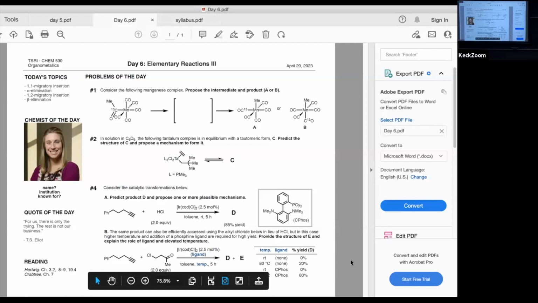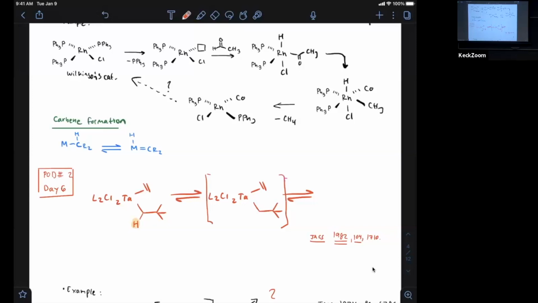Hydride added to the methyl. Aha, okay. The hydride at the alpha position is going to do what? We'll go to the metal, I think you said. And then you'll form a new tantalum carbon double bond. We'll cover this in the next lecture, carbenes.